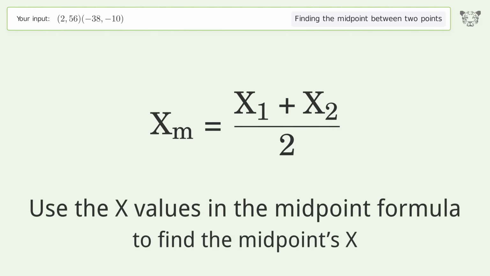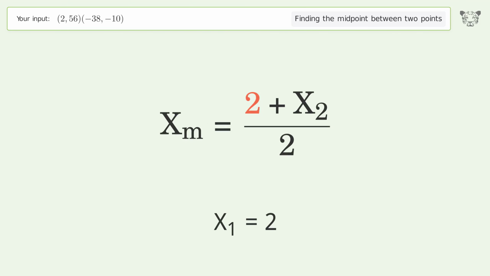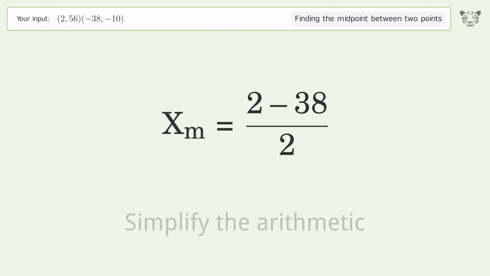Use the x values in the midpoint formula to find the midpoint's x. x1 equals 2. x2 equals -38. Simplify the arithmetic.